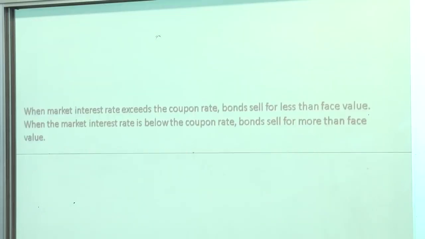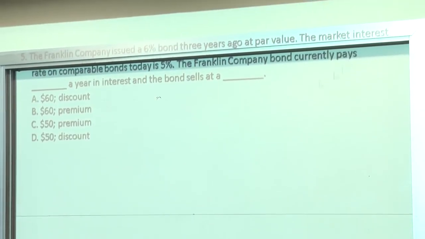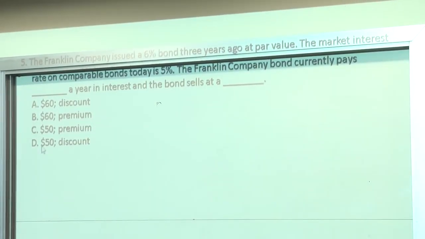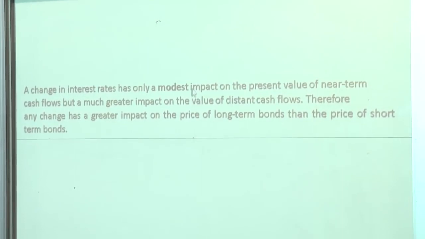Okay. This question is pretty simple, right? The bond coupon rate is 6% and market interest rate is 5%. So the bond currently pays how much coupon? 6% is 60, and the coupon rate is higher than the market rate, right? If a bond offers a coupon rate higher than the market rate, it should be selling at a premium. If the coupon rate is lower than the market, it should be selling at a discount.